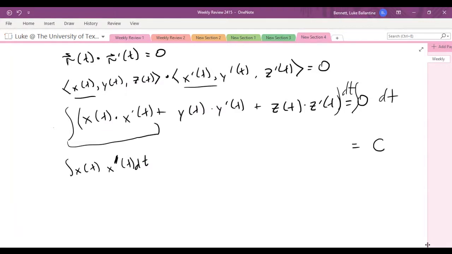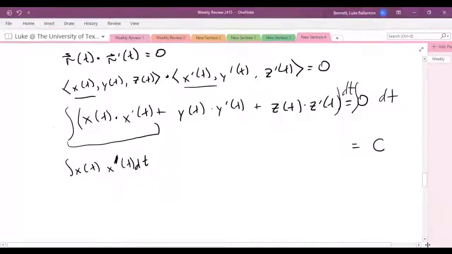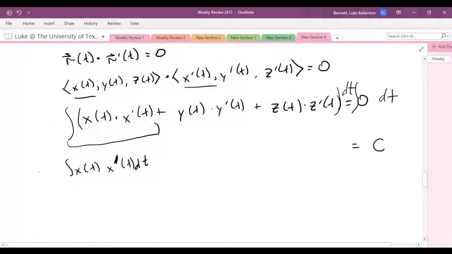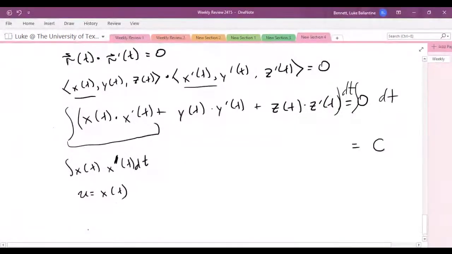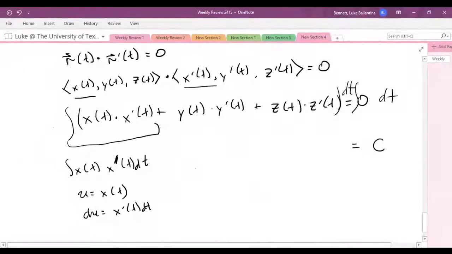Suppose x of t is known, and x prime of t. You sub, let me think. Perfect. So u equals x of t, du equals x prime of t dt. So then we get the integral of u du.